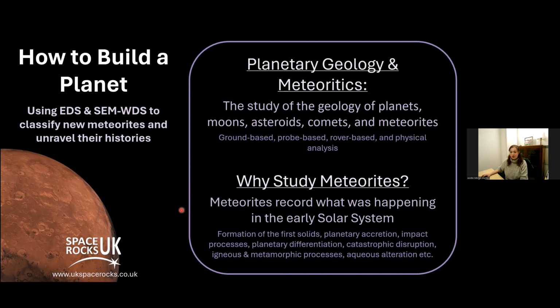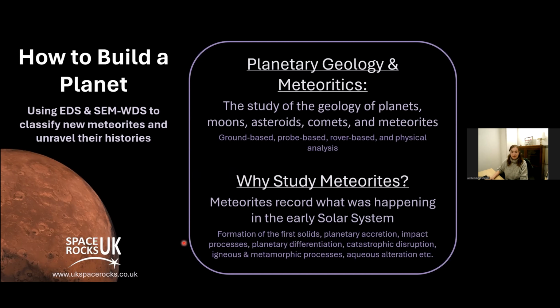The reason we study meteorites is that these record what happened in the early solar system. They record everything from the very first solids through to planetary formation, through to the destruction of planets. We call that catastrophic disruption. A whole gamut of igneous, metamorphic processes, aqueous alteration. They record so many things that we otherwise would not be able to see. There are things happening on small bodies that don't exist anymore that we can observe and rebuild by using meteorites.